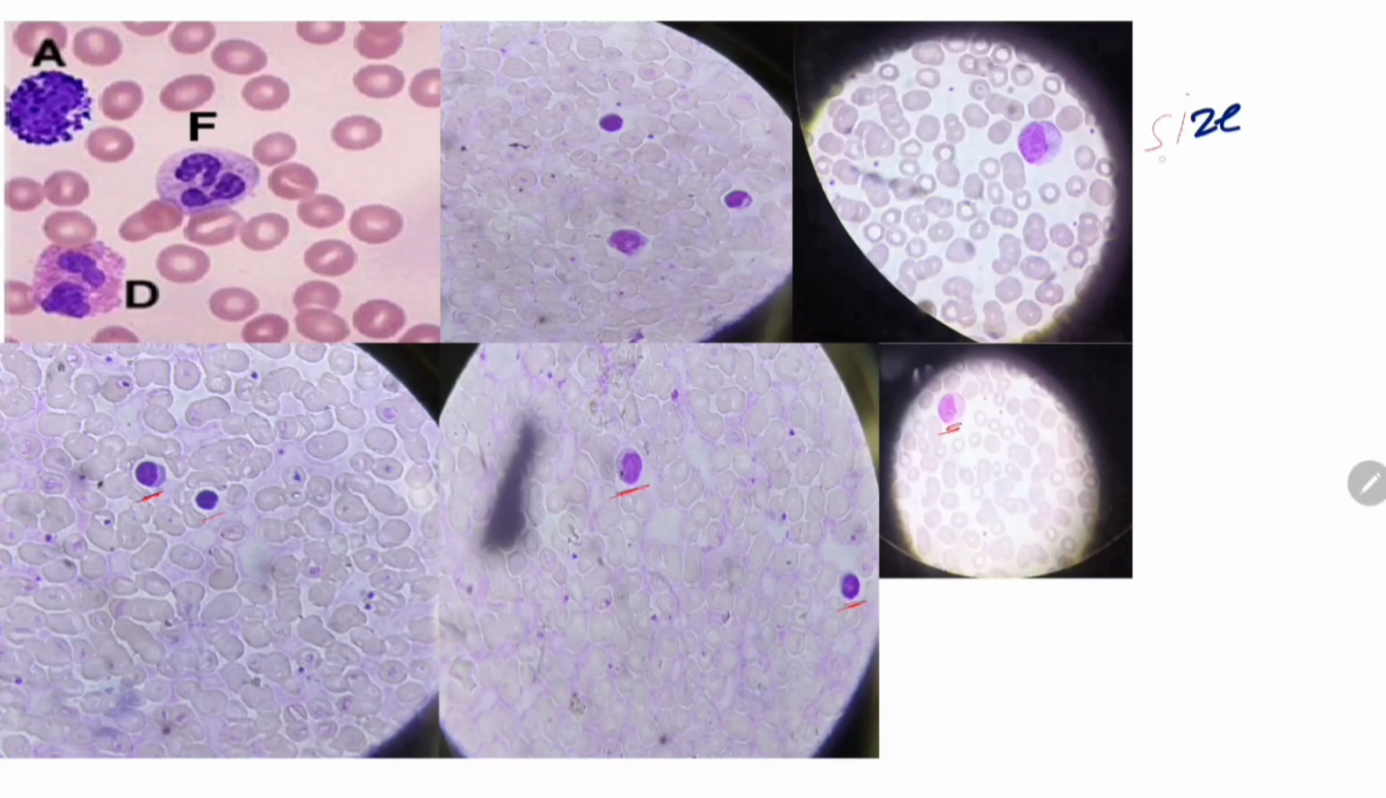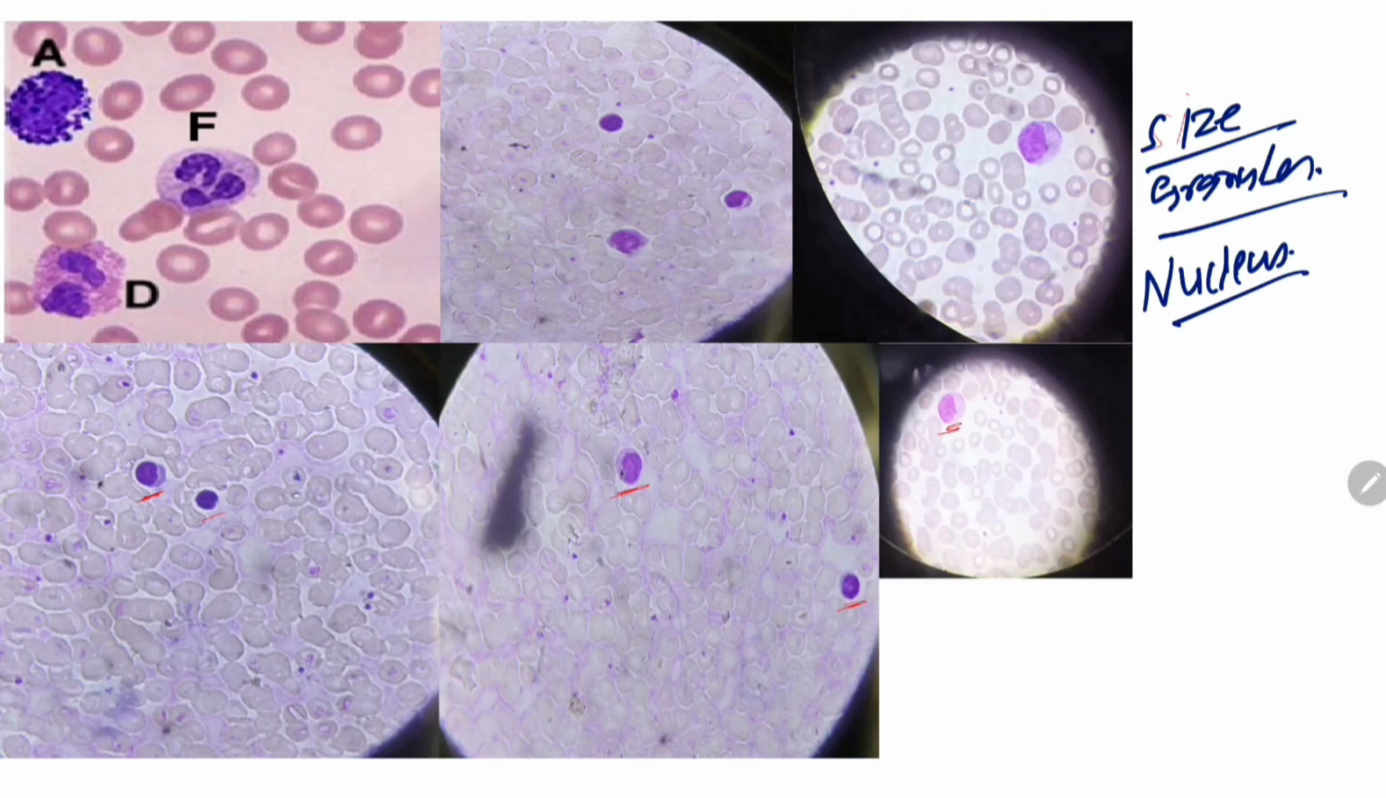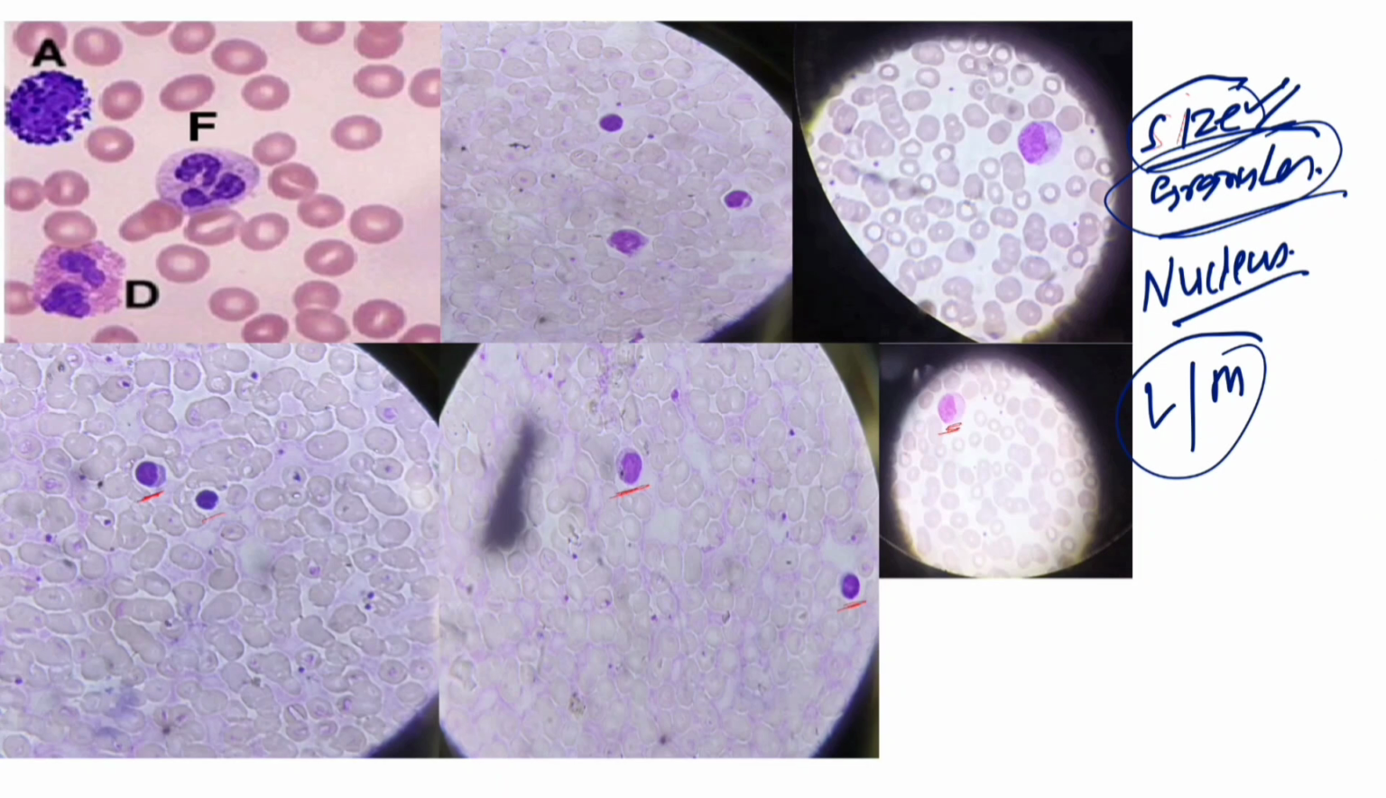So based on the size and granules, and not only granules but nucleus size and nucleus cytoplasm ratio, we understood lymphocyte and monocyte. Why the size? We have different types of size compared to the RBC. A small lymphocyte and large lymphocyte we can compare, then the monocyte we can compare by size. Then granules: lymphocyte and monocyte are both agranular cells, so there will be no granules present.